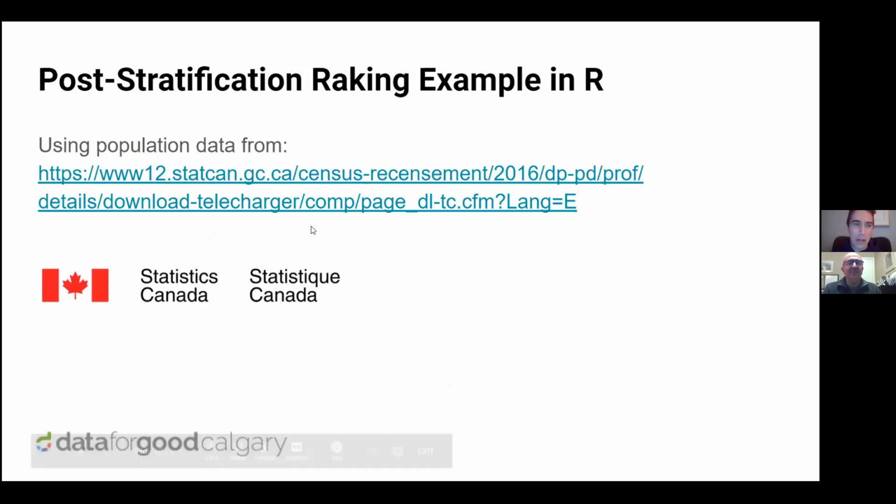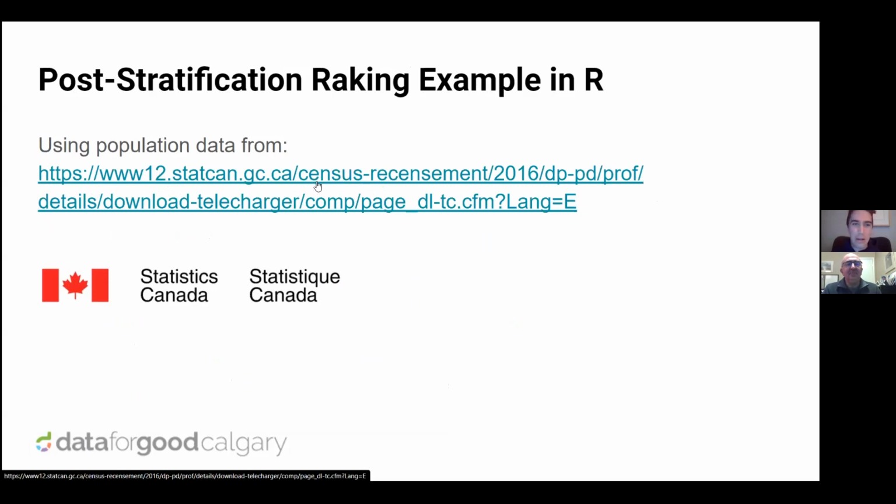So on that note, I'll show you an example of how this actually works in R, and this one will use population data from Stats Canada. So this is the population data by forward sortation area, which is the first 3 digits of your postal code. So if you ever see a question on a survey asking for the first 3 digits of your postal code, this is probably why they're asking for it, so that they can then use the census data to adjust your response.